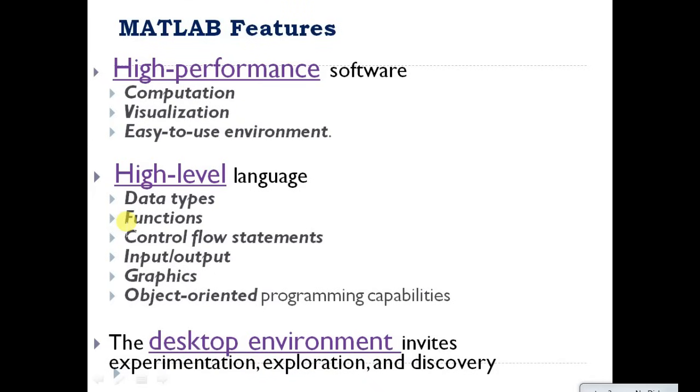Then multiple functions are available. Some functions are inbuilt and some are user defined functions; we can create the function. Then control flow statements are required to execute the program properly in the command prompt, or as per the need of our application, we can control the statements using control flow. Some input-output interfaces are required. Then graphical interfaces like 2D plots and 3D plots are available in the tool. It has object-oriented programming capabilities because it binds the data with the particular function, and binding between the data and function is very important. MATLAB has this very important feature of being an object-oriented programming language. The desktop environment is very helpful for experimentation, exploration of research work, and discovery.